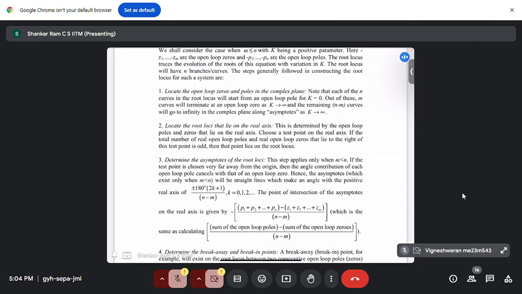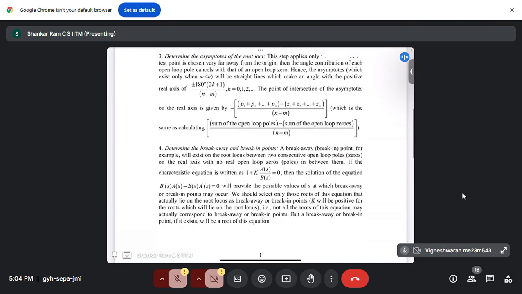And the third step was to determine the asymptotes of the root locus, which applies only when m is less than n. And then we saw that the angle made by the asymptotes with the positive real axis is plus or minus 180 degrees times (2k plus 1) divided by (n minus m). And the point of intersection was the sum of open loop poles minus the sum of open loop zeros divided by (n minus m). Okay, so this is where we stopped, right?